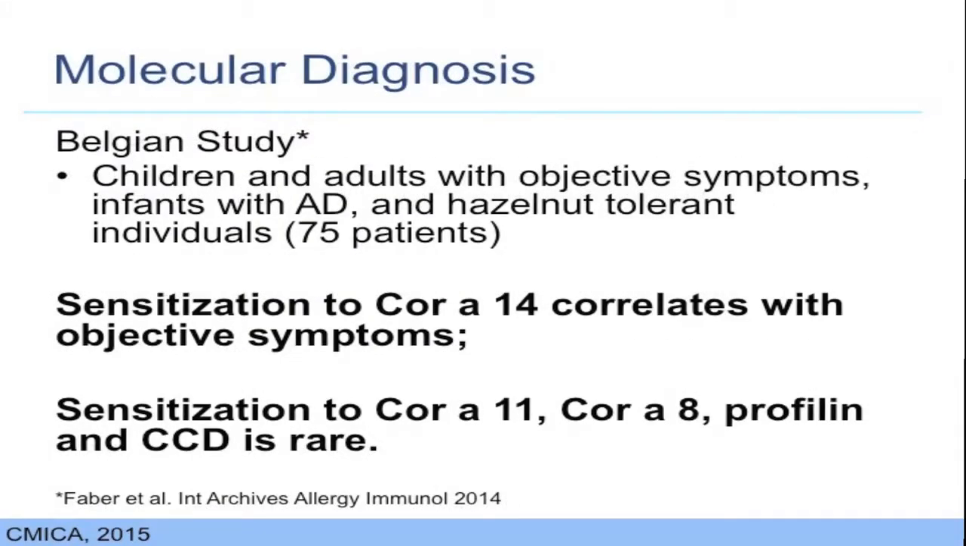There was another study, coming from Belgium, where again children and adults with objective symptoms and infants with atopic dermatitis who were tolerant to hazelnut were tested. And again, the study highlighted that the sensitization to this Cor a 14, as mentioned before, correlated well with the objective symptoms. The sensitization to another seed storage protein, Cor a 11, was rather low. Cor a 8 was low, and profilin and the carbohydrates, which usually give IgE values which are of no clinical relevance, were rare.